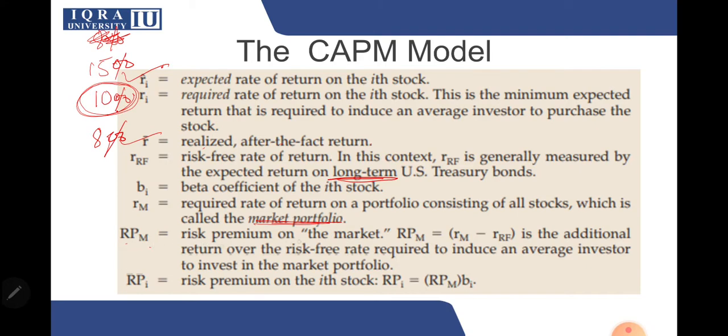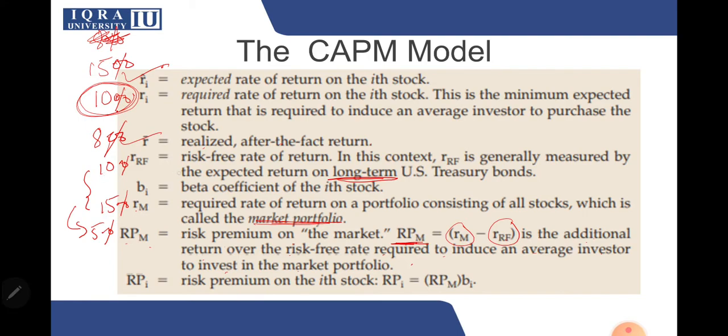RPm is the risk premium on the market. Risk premium is calculated by Rm minus Rf, and it is the additional return over the risk-free rate required to induce an average investor to invest in the market portfolio. So let's assume that the risk-free rate is 10% and the Rm is 15%. So the stock market is paying a premium of 5% in this case. Remember, 15% minus 10%, so the risk premium will be 5%.